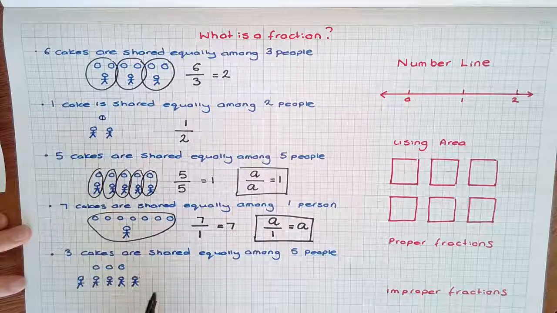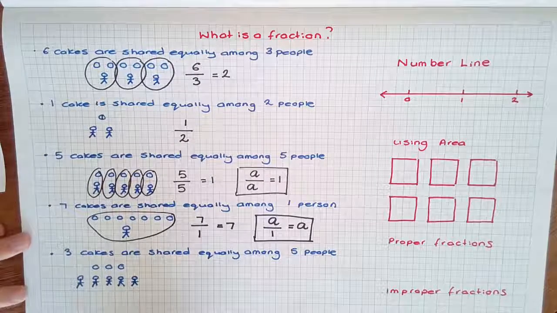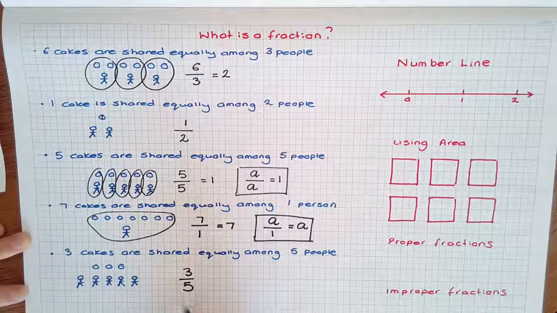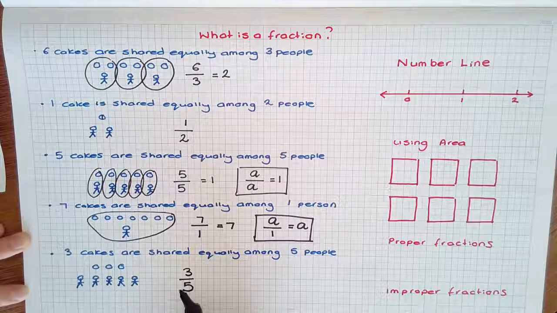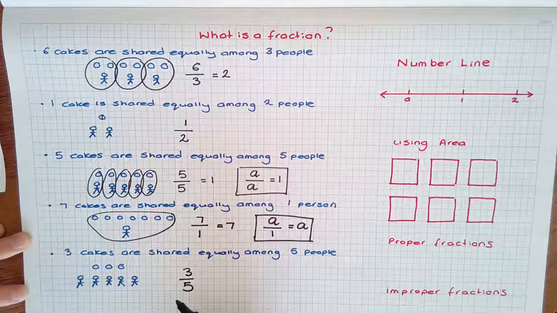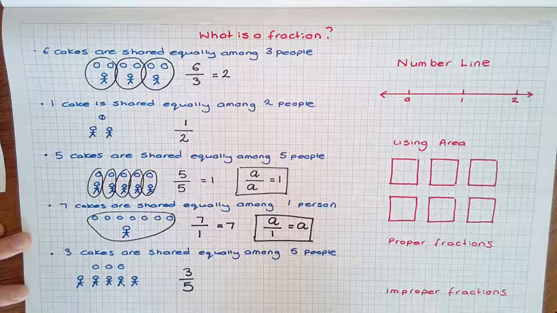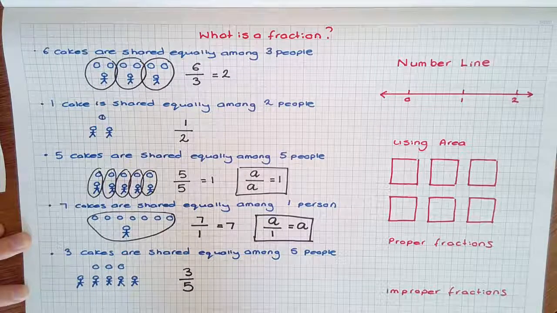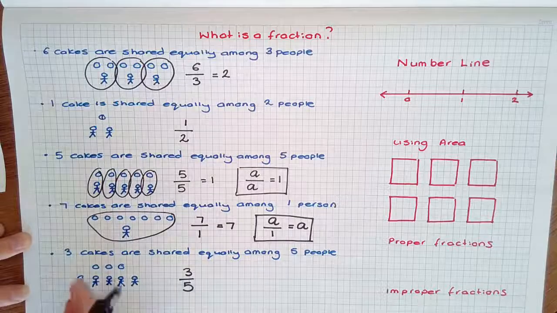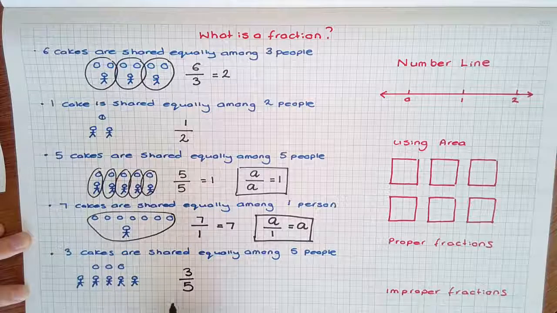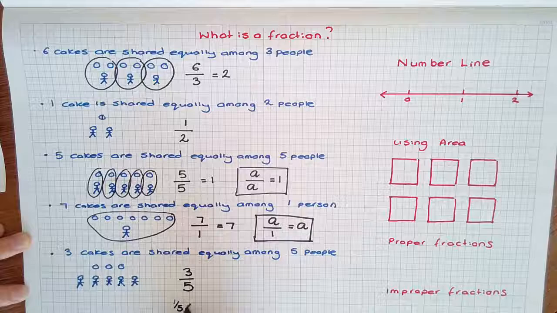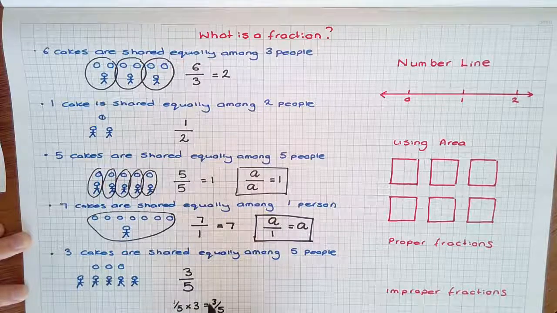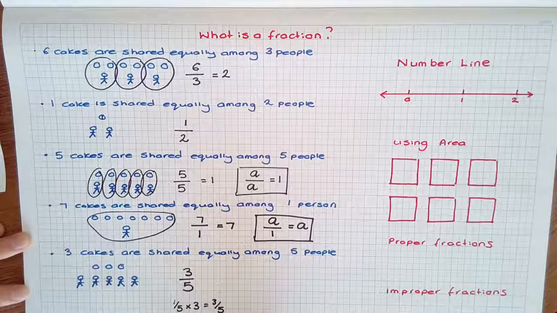Now suppose 3 cakes are shared equally among 5 people. That is, 3 cakes are shared equally among 5 people. Each person would get 3/5 of a cake. So you can ask, well, how would you actually cut them? You could cut each cake into fifths and give each person a piece from each cake. That is, 1/5 from the 3 cakes, each would get 3/5. Each person would get 3 of the 1/5.